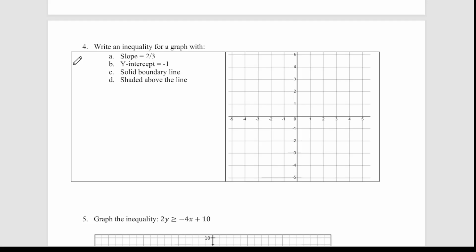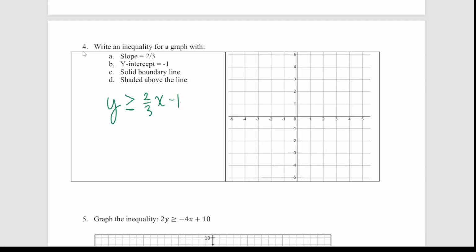We can also work backwards, so go ahead and pause your video and see if you can write an inequality that fulfills these criteria. So if it's going to fulfill these criteria, we would probably be nice to ourselves and write this in slope-intercept form. So we'd have y, our slope is 2/3, so 2/3 times x, the y-intercept is 1, so -1. It says a solid boundary line, so it's going to have the or equal to sign. Shade above the line would be the greater than or equal to sign.